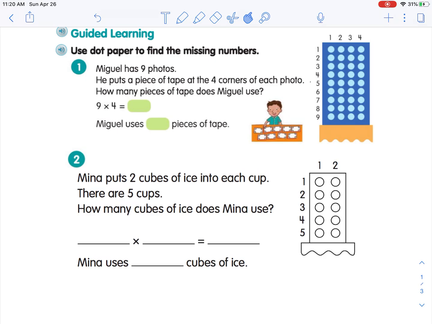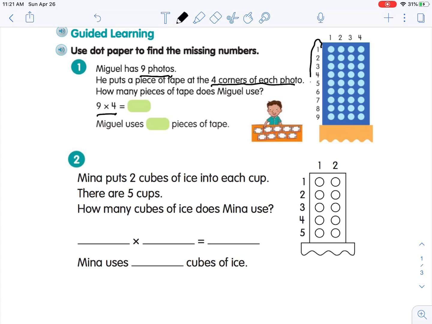It says, use the dot paper to find the missing numbers. Miguel has 9 photos. He puts a piece of tape at the 4 corners of each photo. How many pieces of tape does Miguel have? Well, I know I had 9 photos, which is my amount of groups, right? I have 9 groups, and I'm putting 4 pieces of tape on the 4 corners, so I have 4 in each group. So my multiplication fact is going to be 9 times 4.